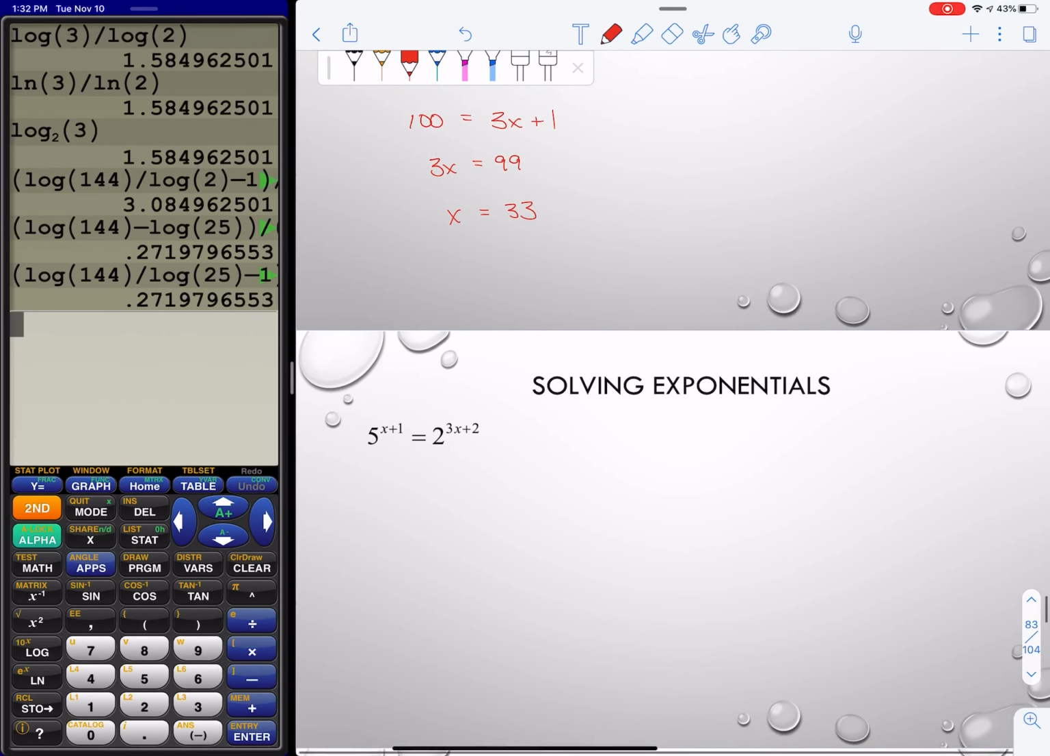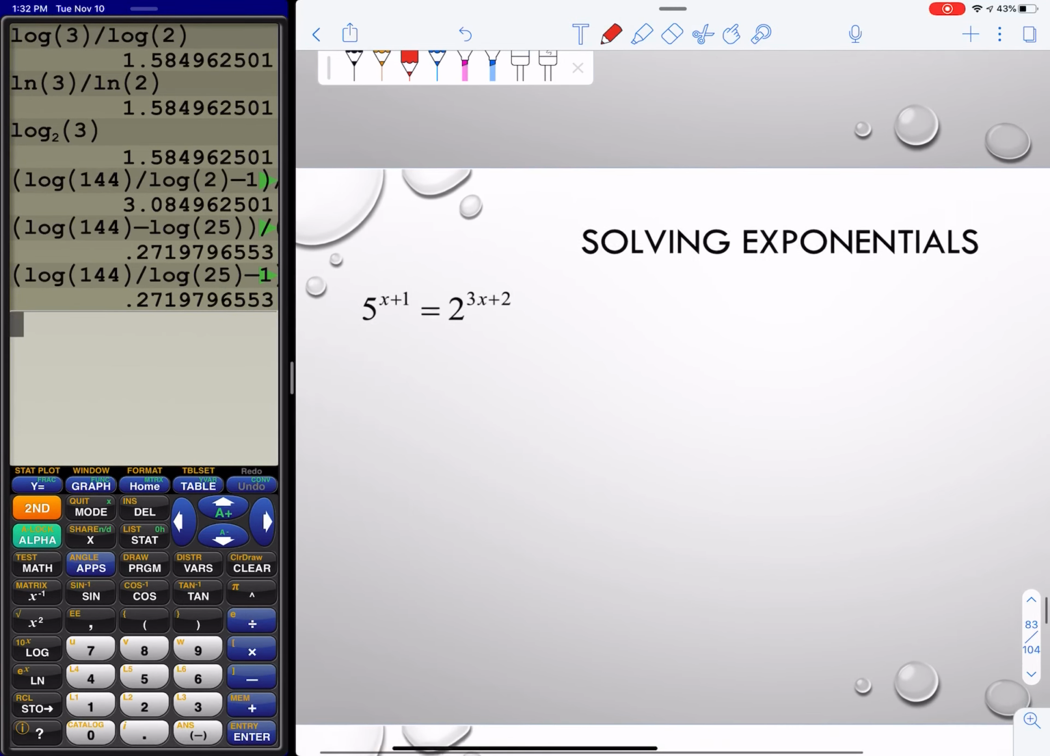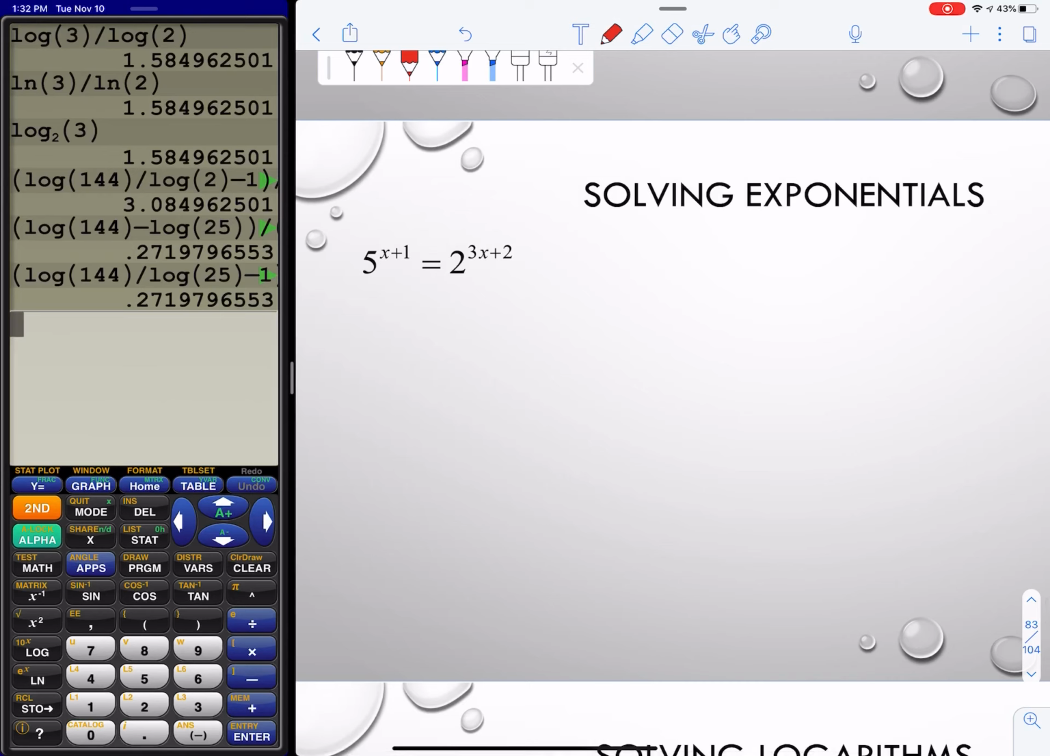Now let's come back around and back to exponentials. So one of the more challenging exponentials that we're possibly going to have in this section or in this course is when we have something that looks like this. Here I've got 5 to the x plus 1 equals 2 to the 3x plus 2. First things first, I am not able to rewrite these bases, 5 and 2, using a common base. So I know that I'm going to have to take a log or a natural log of both sides.